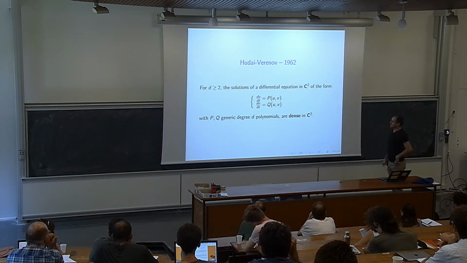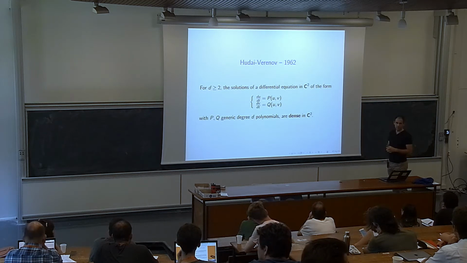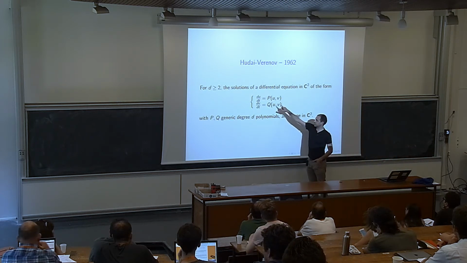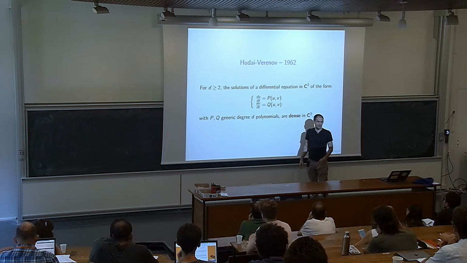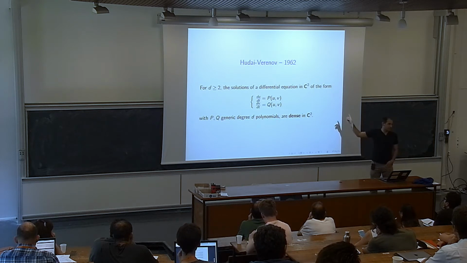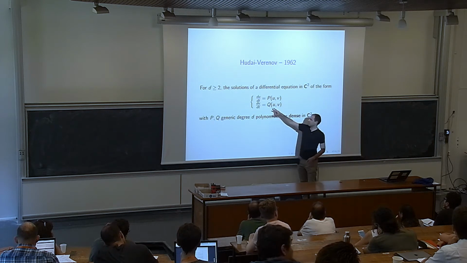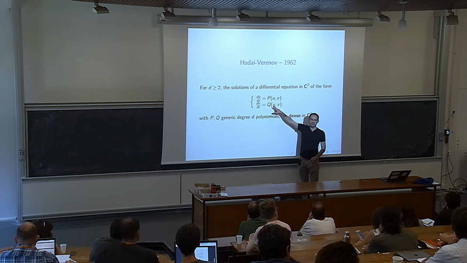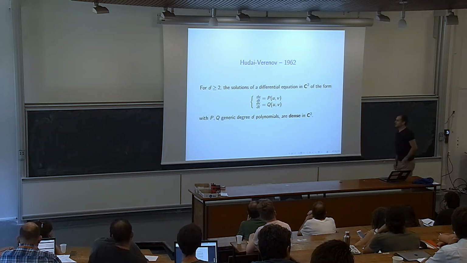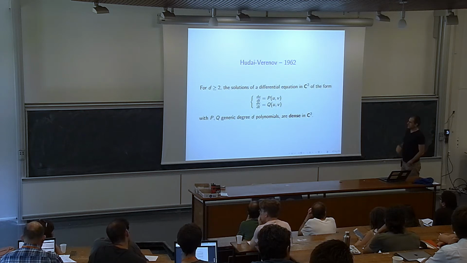And he proved that if P and Q are chosen generically in the set of couples of polynomials of degree d, then all the integral curves of such a differential equation are dense in the complex plane, apart from a finite set of points corresponding to the equilibrium positions of this differential equation. So there are a finite number of points where P and Q vanish simultaneously, and at those points the solutions are constant. But apart from these special equilibrium solutions, the trajectories of this differential equation are dense in the complex plane.